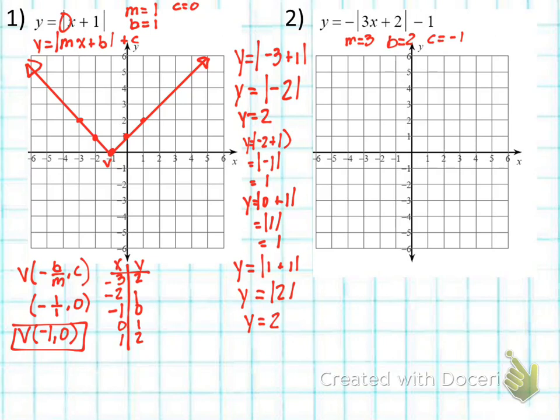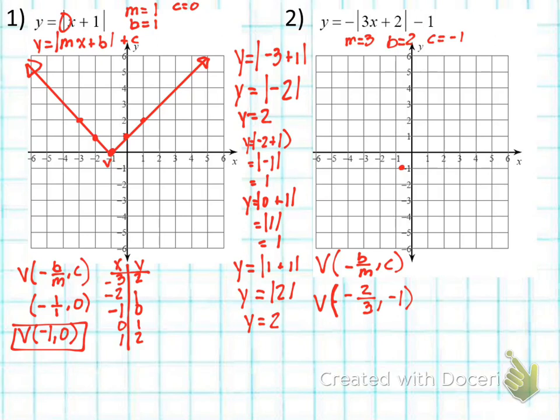Okay, vertex. My vertex will be at negative b over m, comma c. So we're going to have negative b. So our b in this case is 2, so it's negative 2 over m, which is 3, c, which is negative 1. Okay, so my vertex will be at negative 2/3, negative 1. So I'm going to go negative 2/3. I'm not going to go all the way to 1. I'm going to go just about 2/3 of the way and then down 1. So my vertex will be right there. Okay?